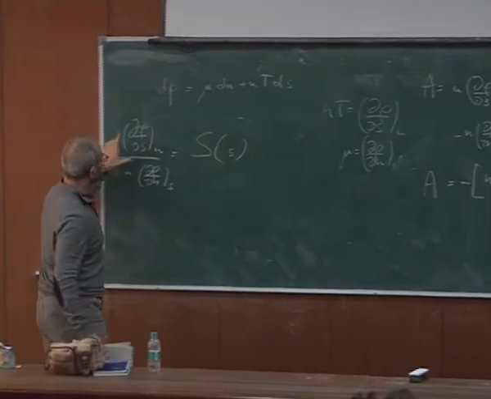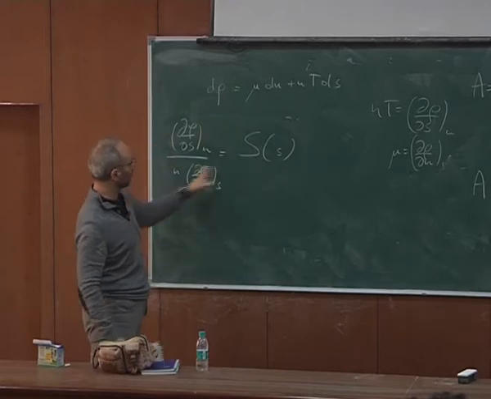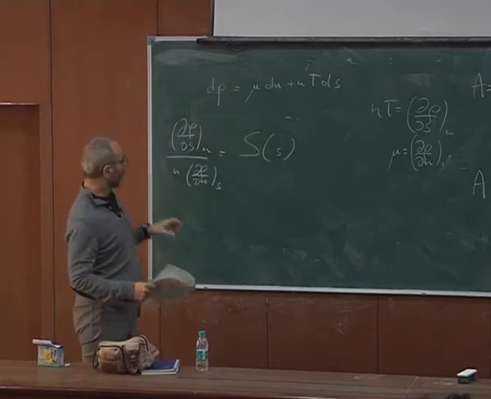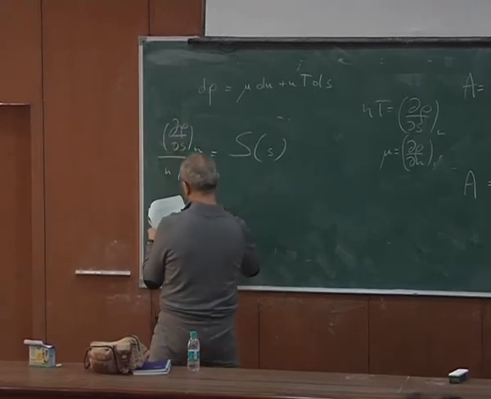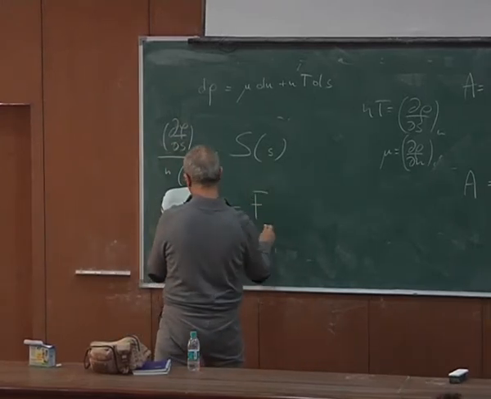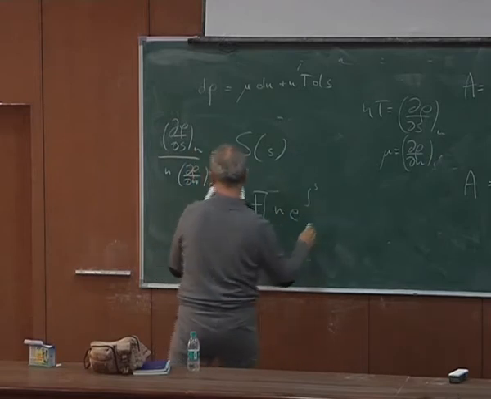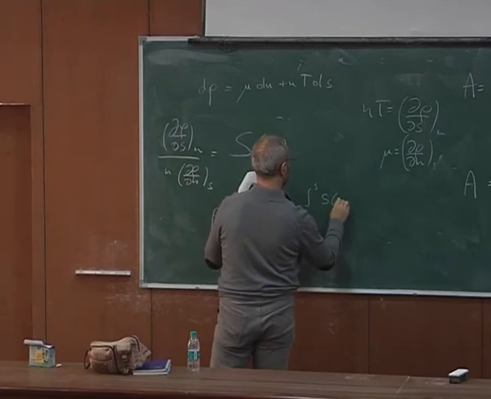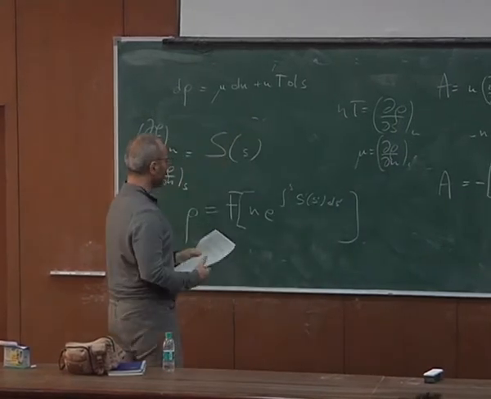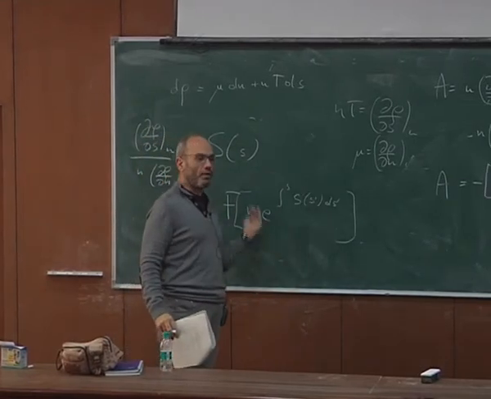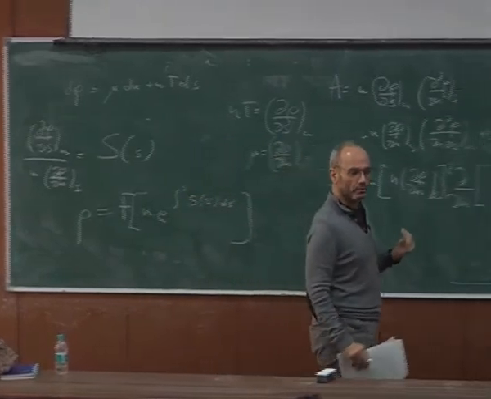Now, this equation can still be integrated. You see, this is a function of S. You divide it by this, you multiply over there, and then one can find that the general solution is rho is a general function of n times e to the integral of S of S prime dS prime. So any general function of this form corresponds to a barotropic fluid.